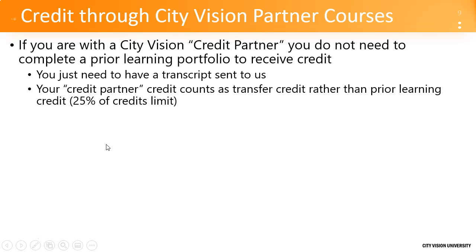Now some of you are coming through one of our partners. If you're coming through a CityVision credit partner, you don't need to complete a prior learning portfolio to receive credit from that partner. You may have other credit, so you just need to have a transcript sent to us. Your credit partner credit does not count towards your prior learning limit of 25%. It counts as transfer credit, which at the undergraduate level is a 75% limit of the degree, and at the graduate level, 25%.